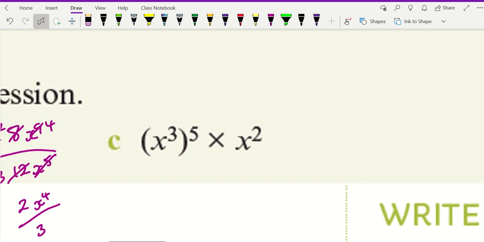So let's have a look at this next one. So we're starting to get a bit more complex, aren't we? So now we have x to the power of 3. Now it's 3 times 5 times x to the power of 2. So I'm going to just do a couple of lines working. Well, 3 5s are 15, and plus 2, so that's x to the power of 17.